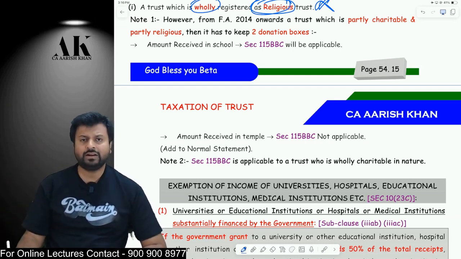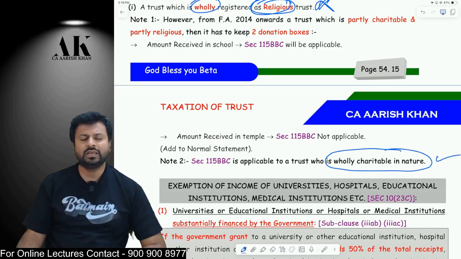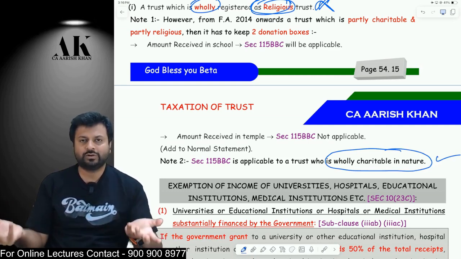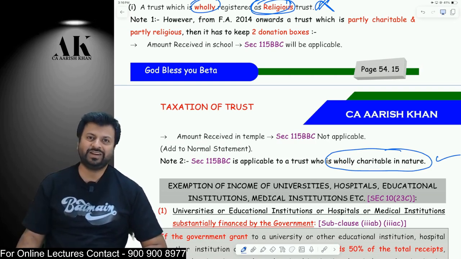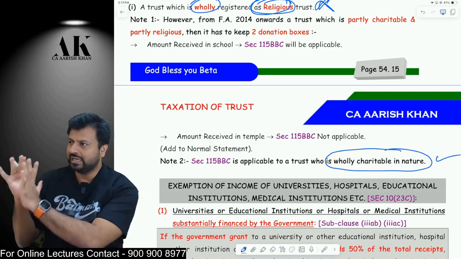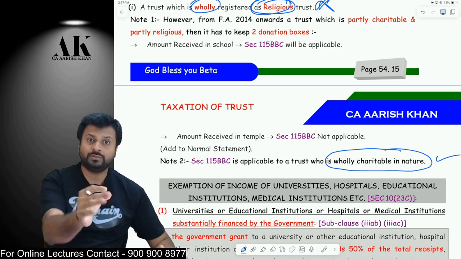What about 115BBC? If a trust is a wholly charitable trust, then what is there to enjoy in 115BBC? Then they will face 115BBC, that is 30% flat tax. So two extreme cases. If you are wholly religious, 115BBC is not applicable. If you are wholly charitable, 115BBC is applicable.